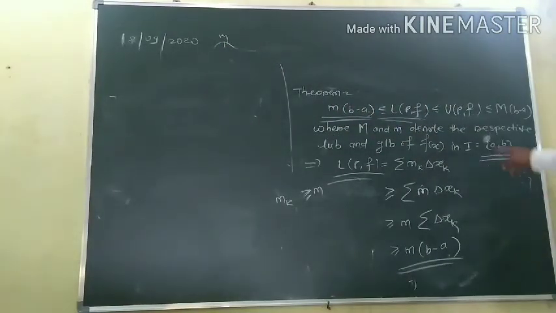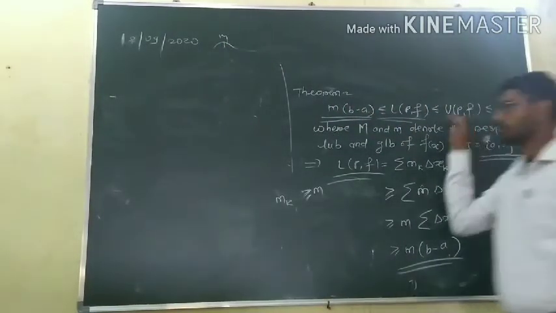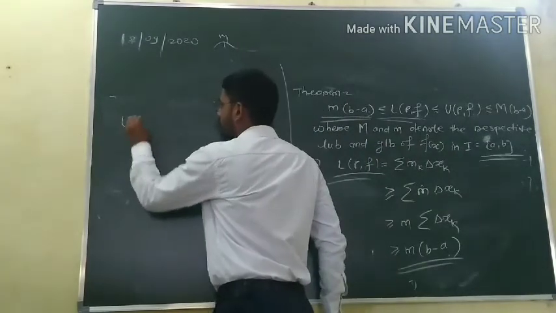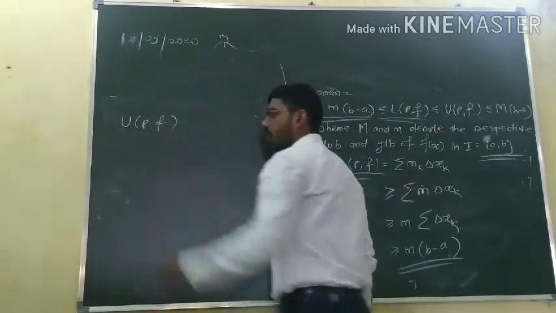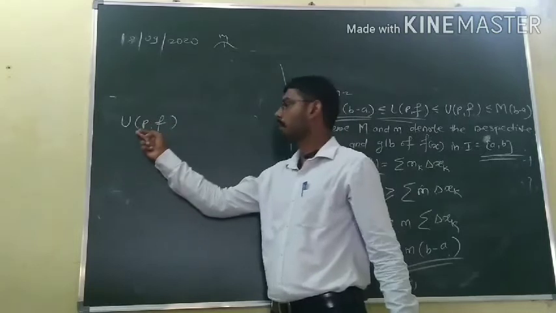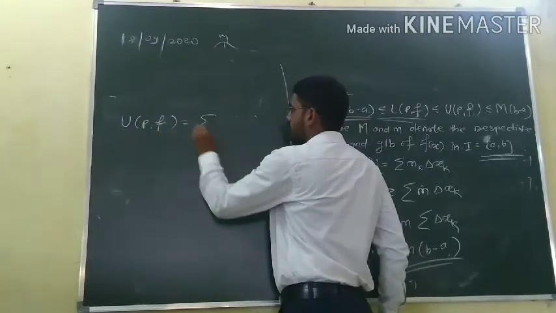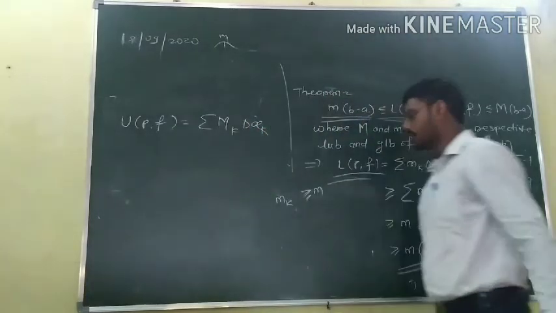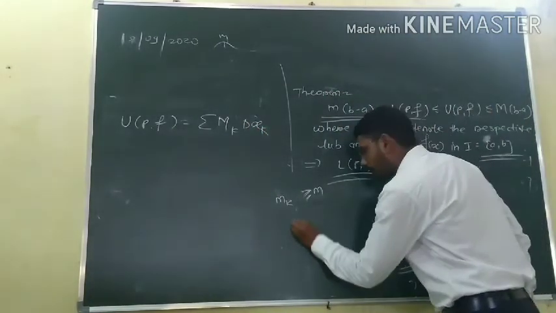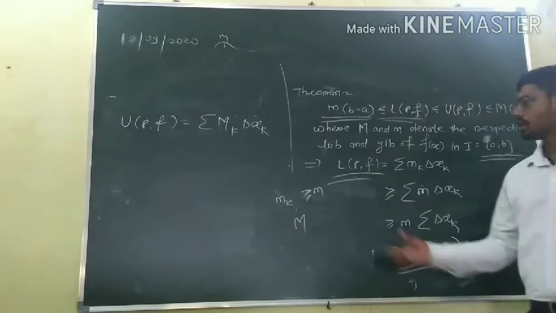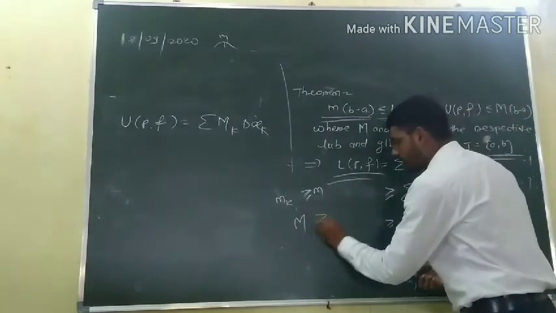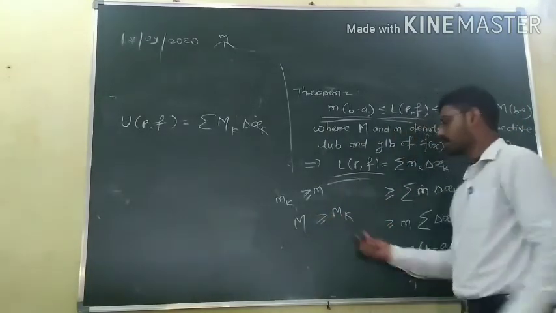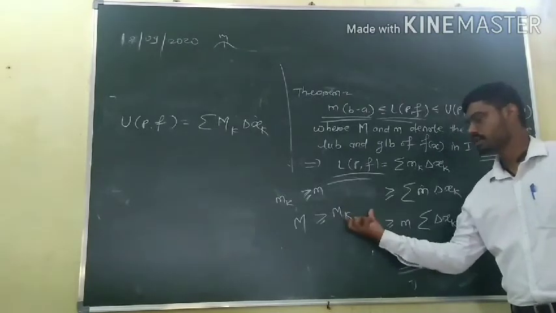So write the formula for UPF first. What is UPF? Upper sum for a function corresponding to partition P, and its formula is summation of Mk delta xk. Now we know the maximum value of the function on the whole interval is always greater than or equal to the maximum value of the function on some segments or subintervals.